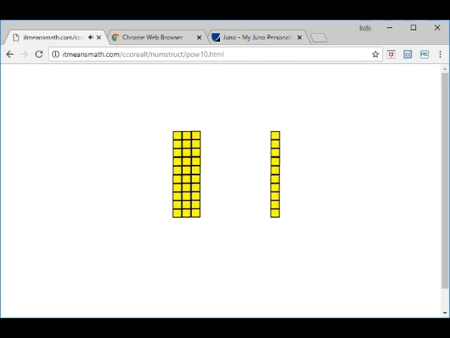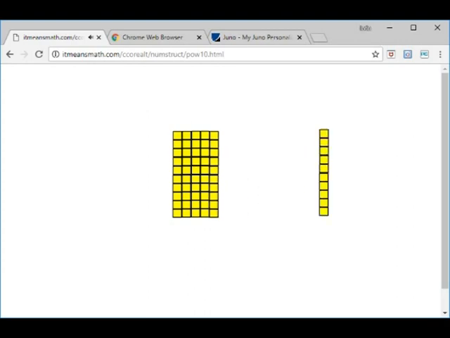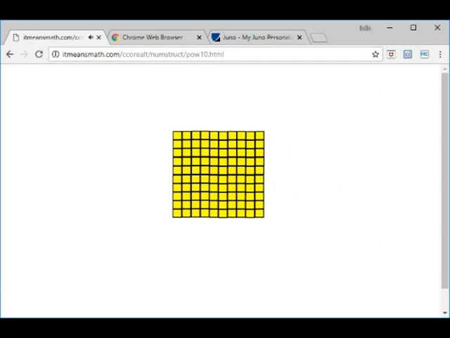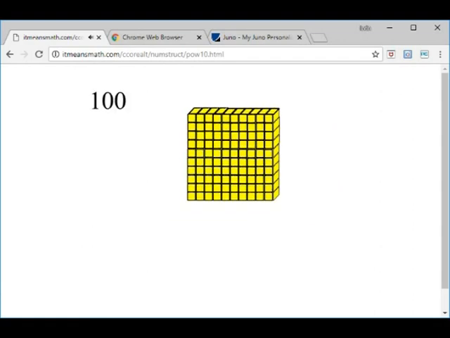Our numbers up using unit building blocks. 3, 4, 5, 6, 7, 8, 9, 10. Now we can use our tens to build up to 100. 20, 30, 40, 50, 60, 70, 80, 90, 100.